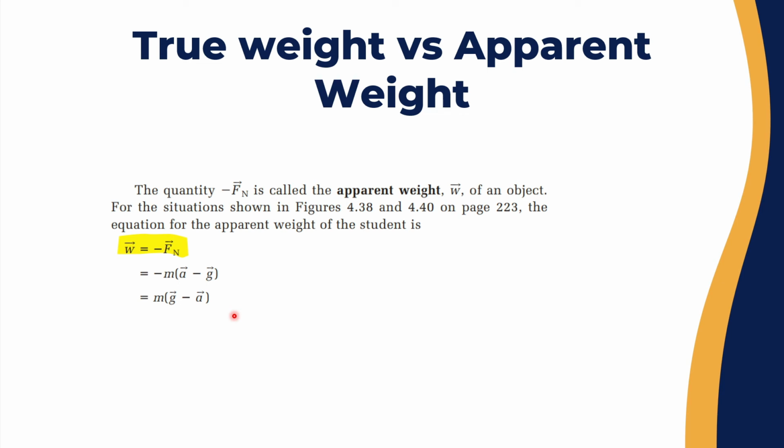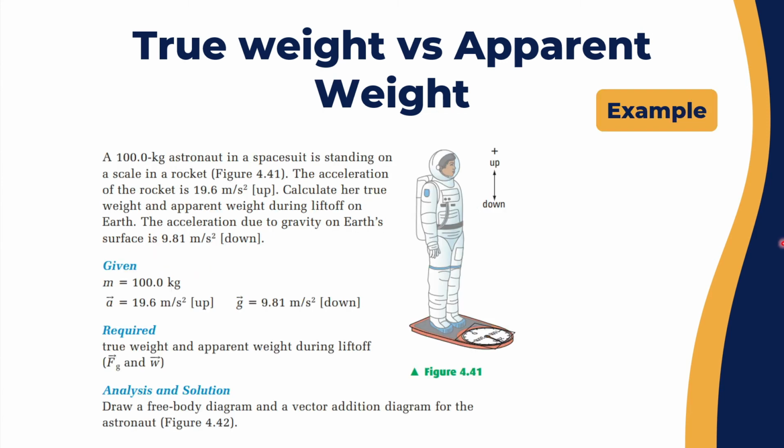So for the situations we discussed, the equation for the apparent weight of the student can be represented as weight equals minus normal force, which equals minus m times (a minus g), which equals m times (g minus a) because of the minus signs. We can flip those two variables and the equation is still right. So the apparent weight for the object equals minus the normal force, or equals the mass times (g minus a). Now let's take an example on the topic.